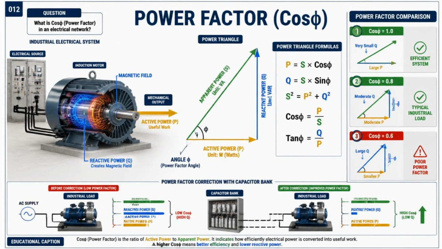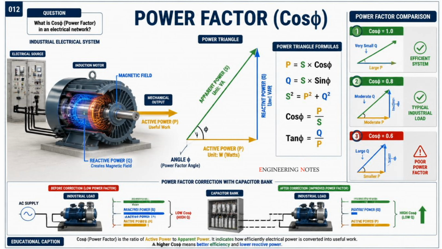Question 12. What is meant by cos phi in an electrical power system? We know that in power distribution systems, the power consumed by electrical loads consists of two components, active power, also known as real power, and reactive power. These two power components have a phase difference of 90 degrees. When active power and reactive power are combined vectorially, they form the apparent power of the system. The angle between apparent power and active power is called phi.